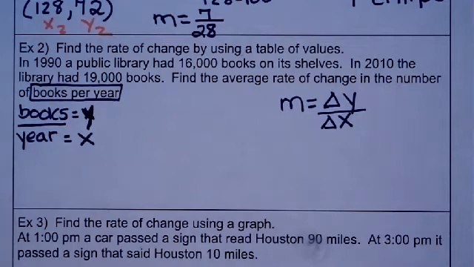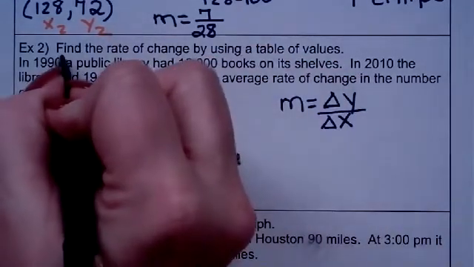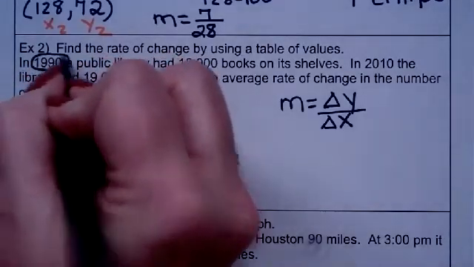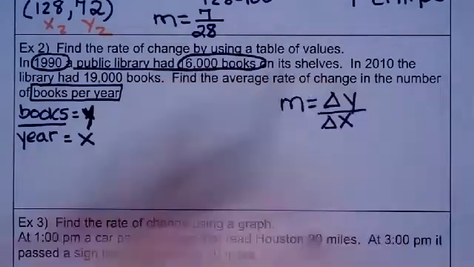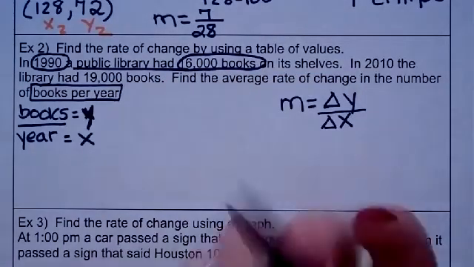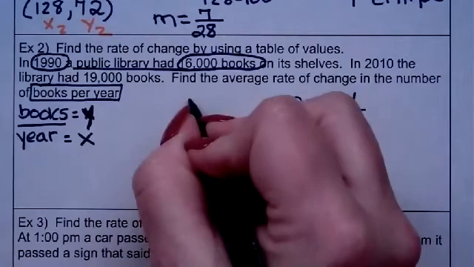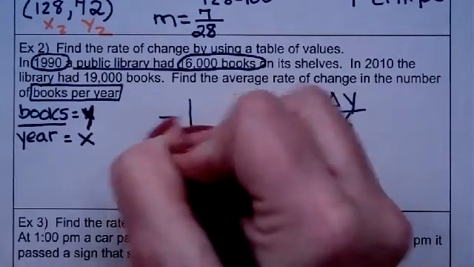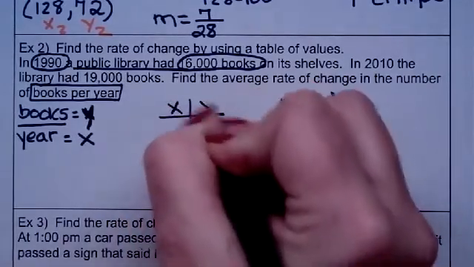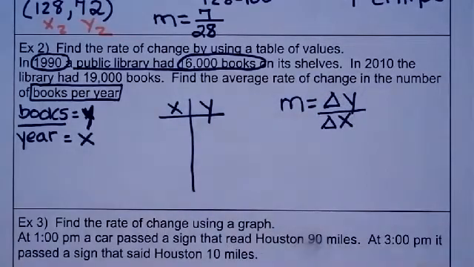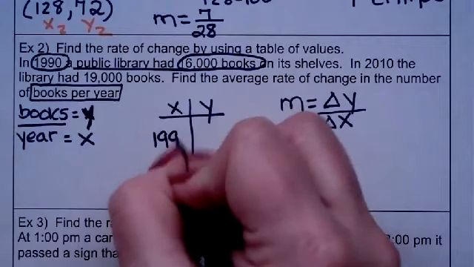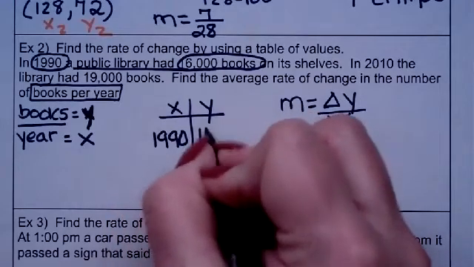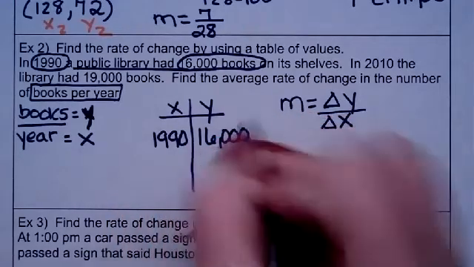So now that I've cleared that part up, I'm going to go back into my problem and look for those ordered pairs. So look at my first sentence. It says in 1990, the library had 16,000 books. So my first ordered pair, well, let's see, we're going to use a table, right? So let's go ahead and make a table. Our first ordered pair in our table is going to be 1990 and 16,000. Just like that.